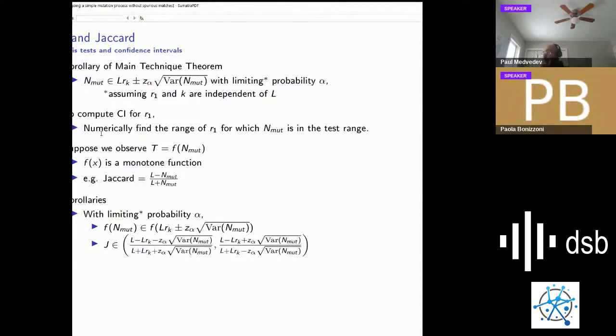Now, let's go beyond nmut. If we, for example, observe some variable that's a monotone function of nmut, for example, Jaccard would be a monotone function of nmut, then there's a corollary. If a variable belongs to an interval, that's true if and only if the monotone mapping of that variable belongs to the monotone mapping of that interval. So we have this general statement, and we can apply it to the Jaccard to have a hypothesis test for the Jaccard.